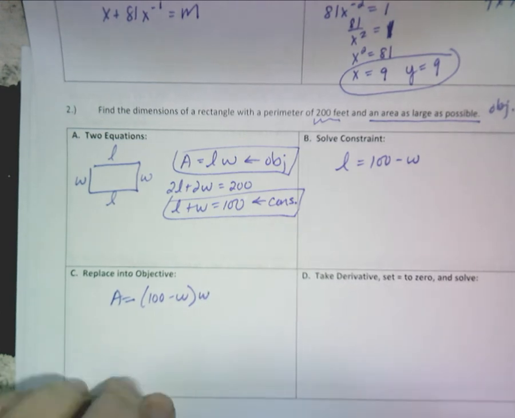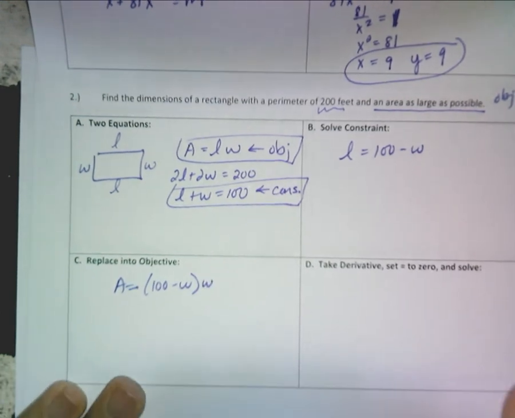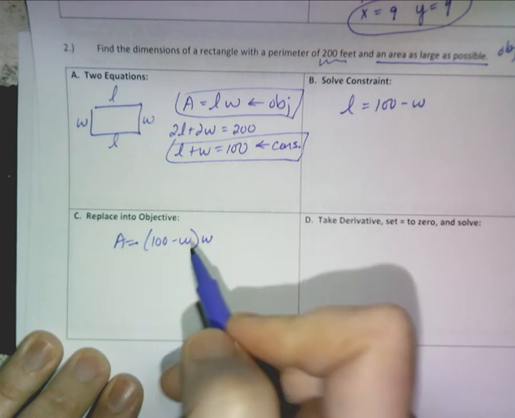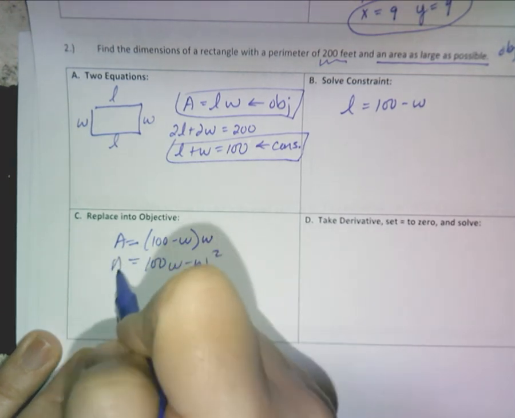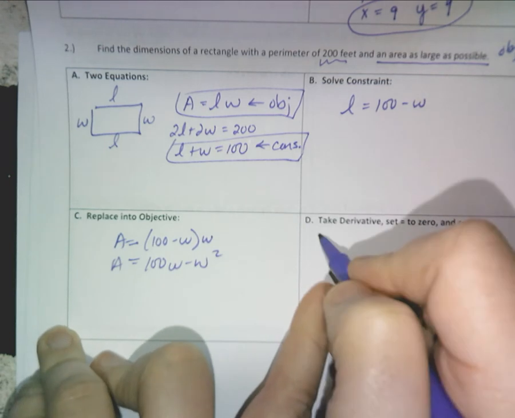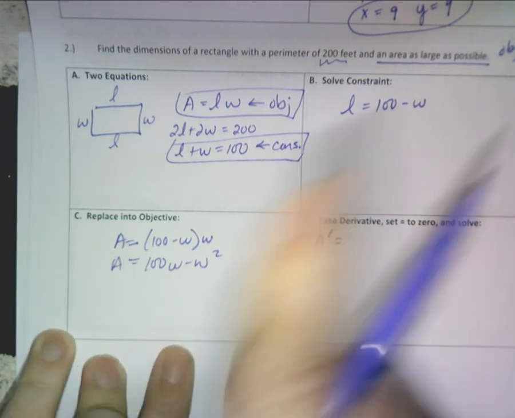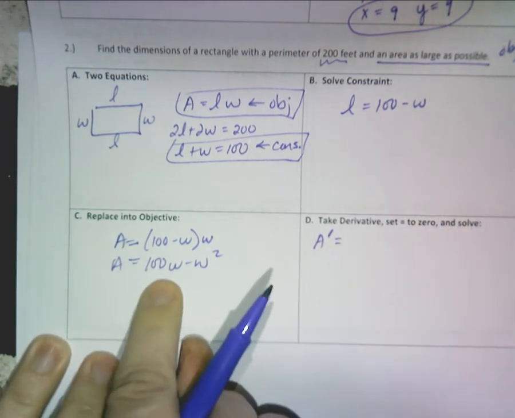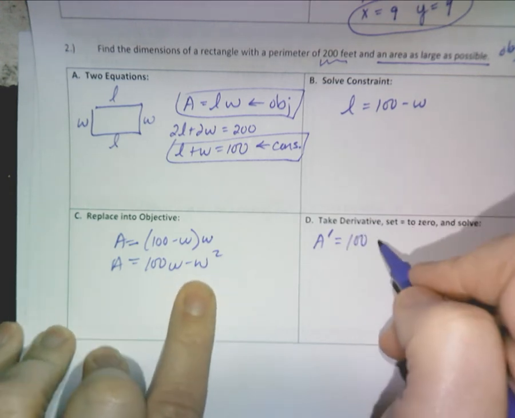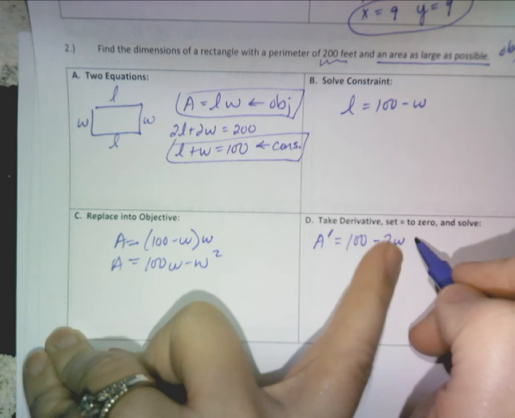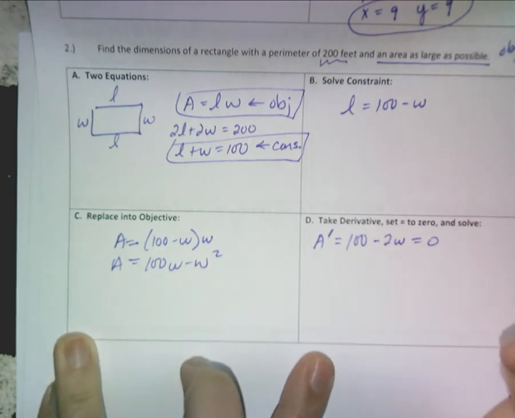Now again, we're taking a derivative of this, so I'm going to make this look as simple as I can. Just distribute. What would that be? 100W minus W squared. Okay, there's A. So now let's, in this box, take a derivative. What's the derivative of 100W? Just 100. What's the derivative of negative W squared? Minus 2W. Set it equal to 0. Solve.